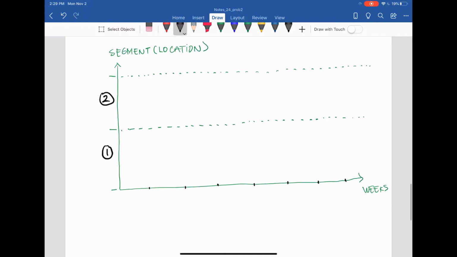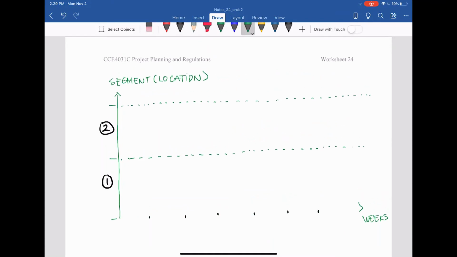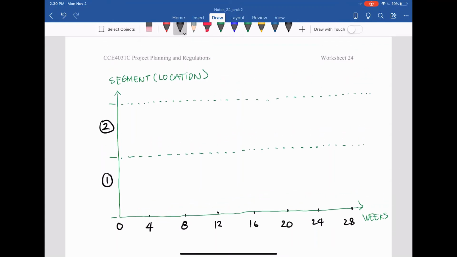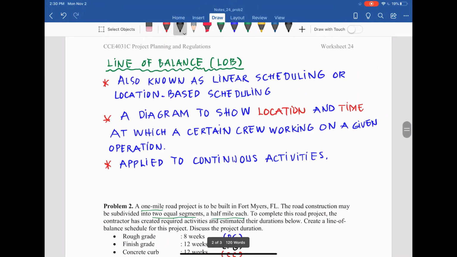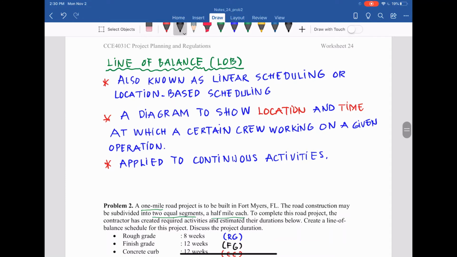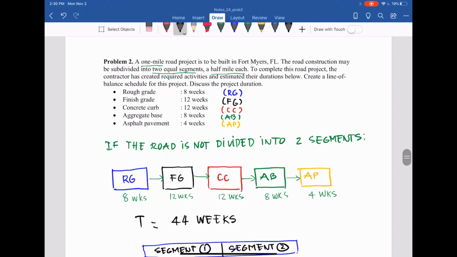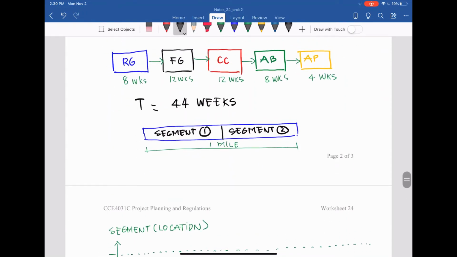And each unit, we have 4 weeks. So let's do that. So it is 0, 4 weeks, 8, 12, 16, 20, 24, and 28. So with that, the definition of the line of balance is a diagram to show location and time at which a certain crew works on a given operation. So let's take the first work, it should be the rough grade. And for 8 weeks, if we go for the 1 mile, as you can see, 1 mile, 8 weeks, then half a mile, segment number 1, we have 4 weeks, and segment number 2, 4 weeks.